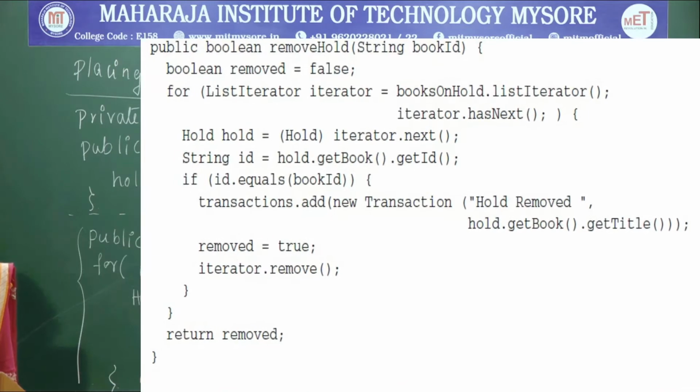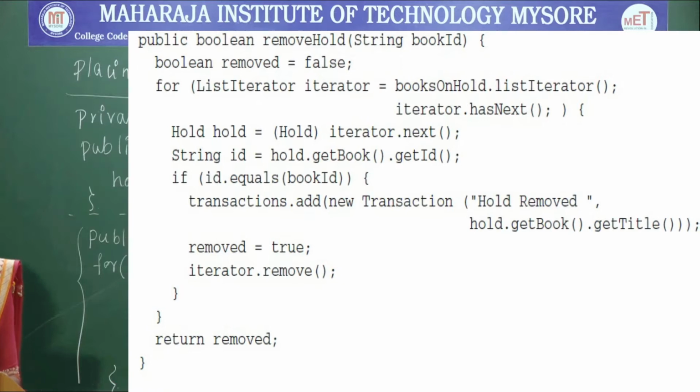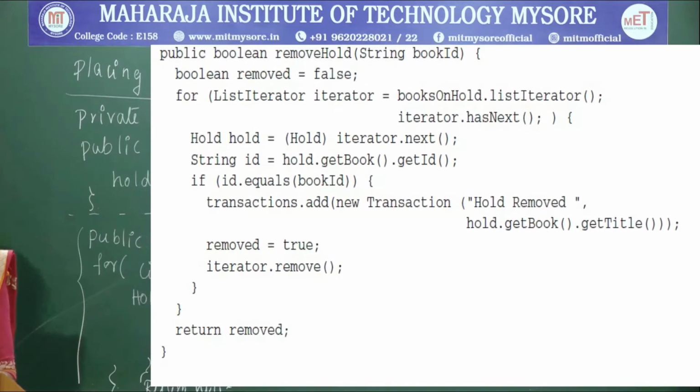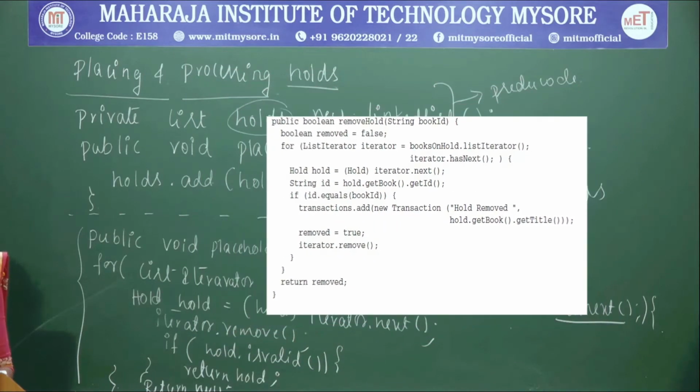So then it is going to update the same with iterator.remove, and this will keep being called till the n number of old items are removed from the library system. Okay, so that is the pseudo code for removing the book.